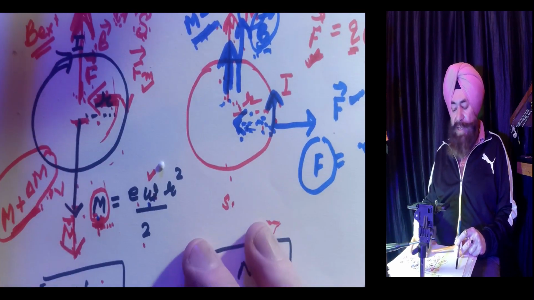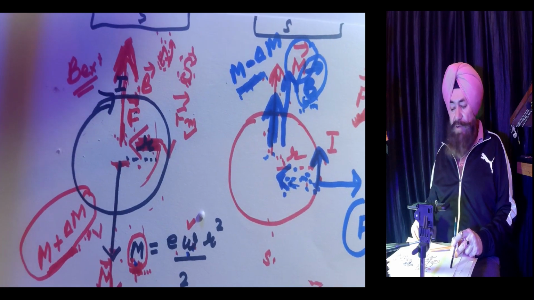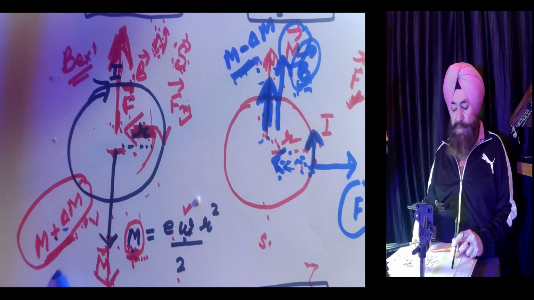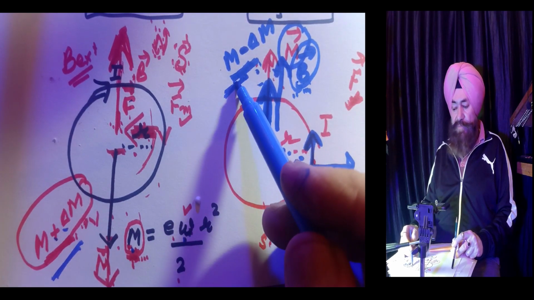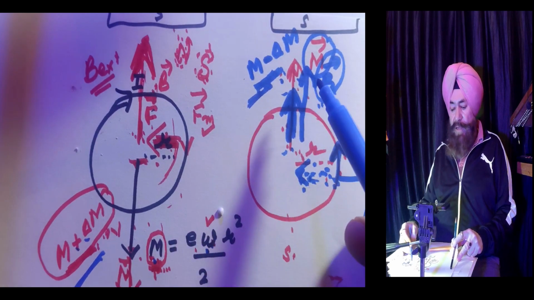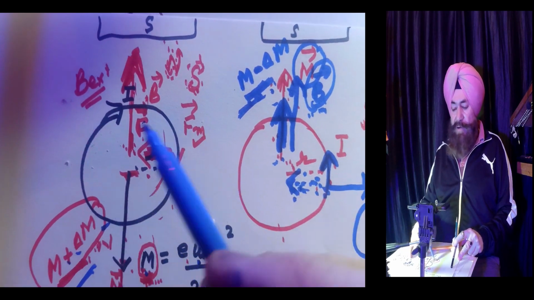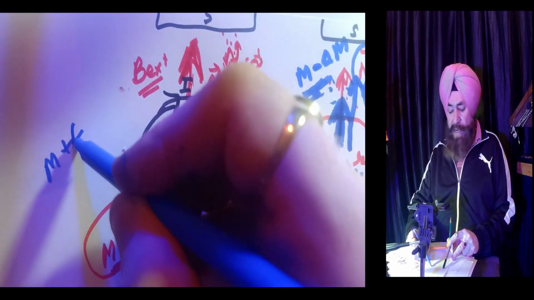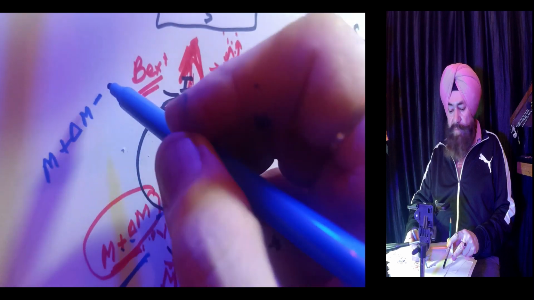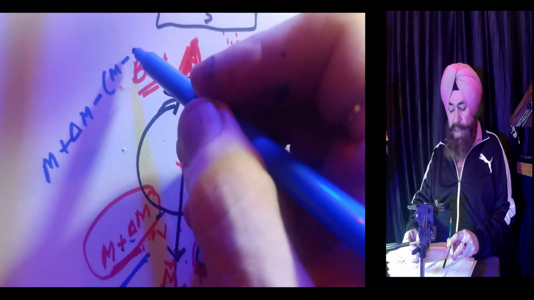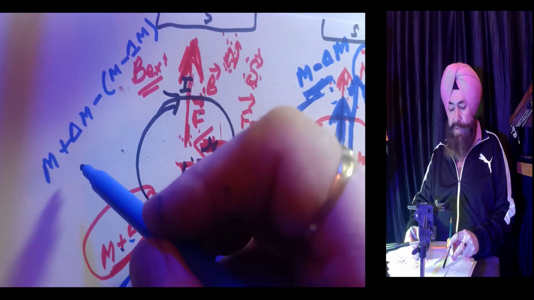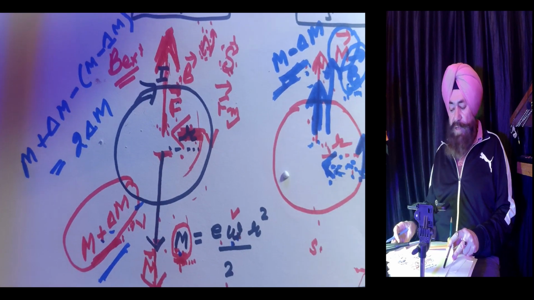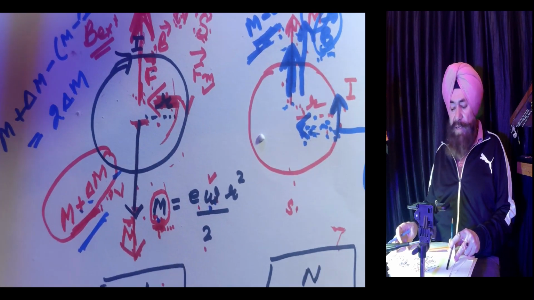Now what is the net result? The two moments will not cancel out because they are of different magnitudes. This moment is greater, this is lesser. What is the net magnetic moment? The net magnetic moment left is m plus delta m minus m minus delta m. So what happened? It becomes 2 delta m. So we have 2 delta m as the net magnetic moment.